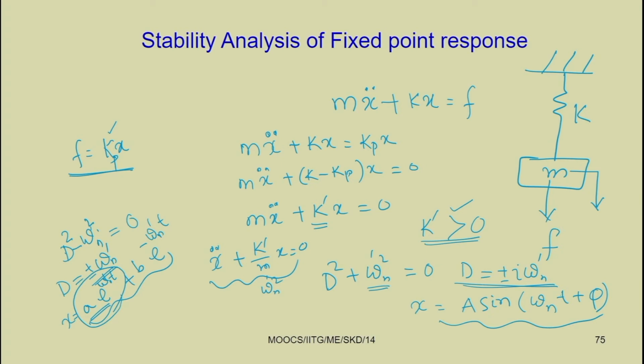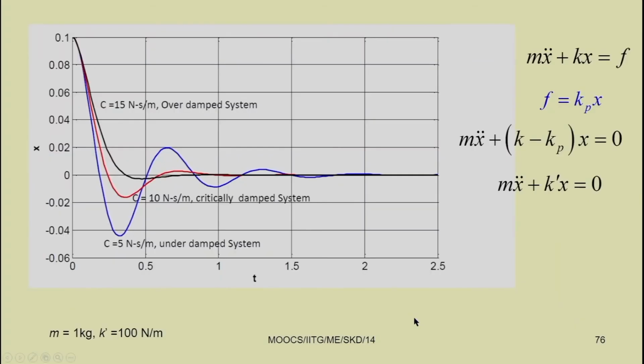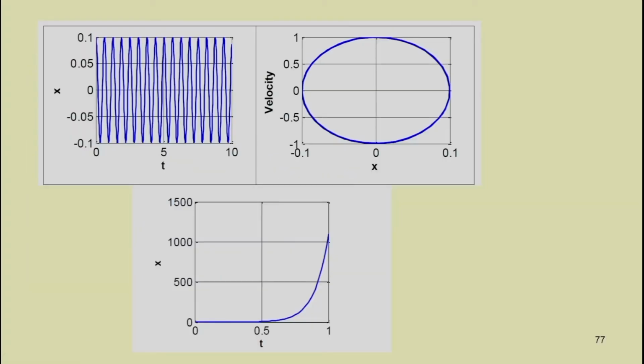So, the system becomes unstable, but in the first case the system will have a bounded solution. That is, as sin(ωn t + φ) will vary between plus minus 1, x is bounded. For example, let us take m equal to 1 kg and k dash equal to 100 Newton per meter. In this case, you can have a bounded solution and the response will be periodic.